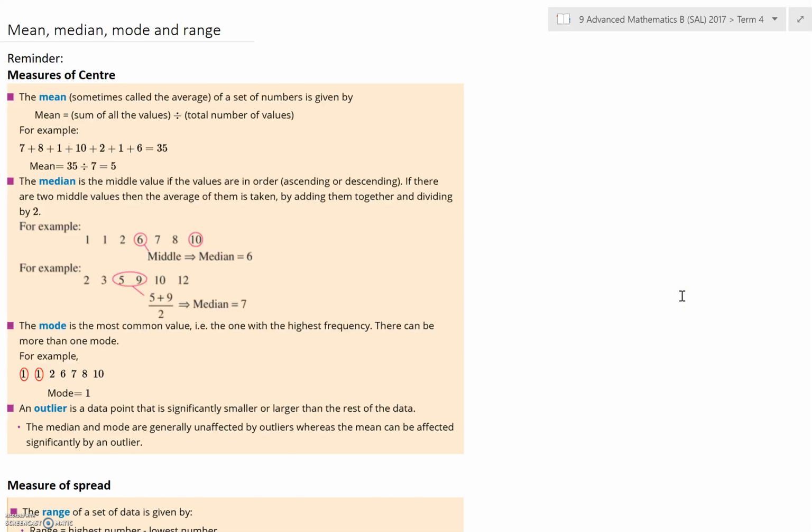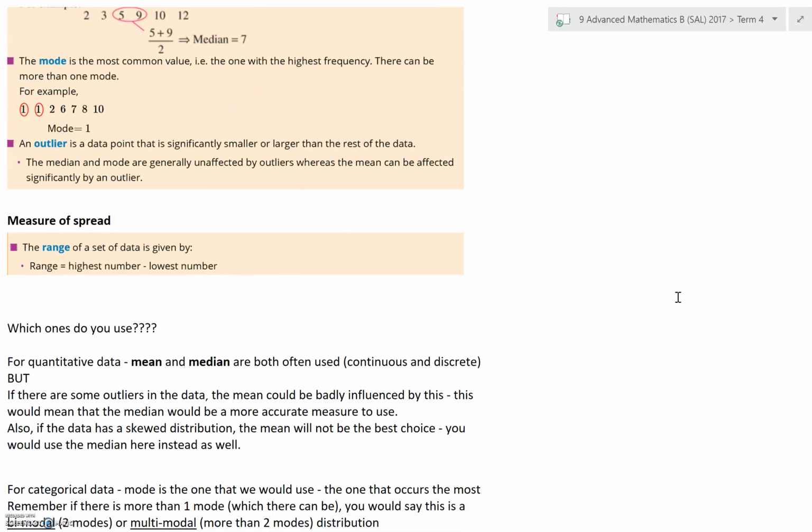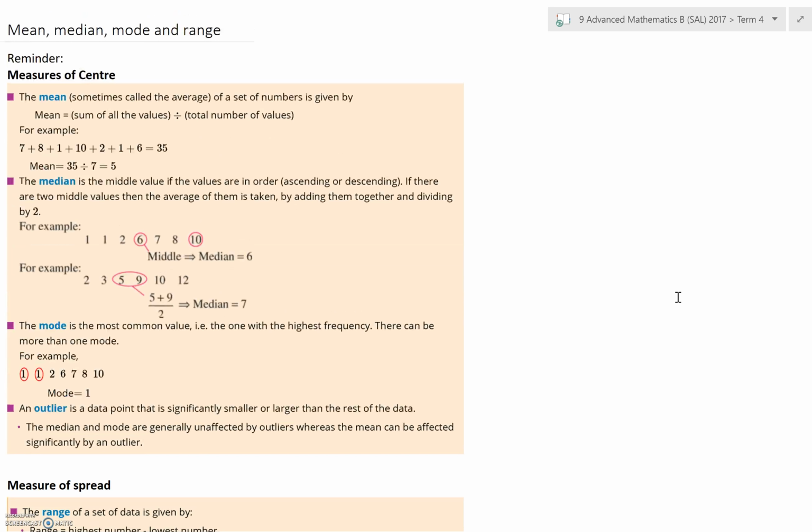So this recording is just a reminder about what measures of centre are and how we find them, and a discussion about measures of spread and which might be more appropriate in different situations. So measures of centre are measures or statistics or calculations you make that tell you about the centre of the data that we're working with.